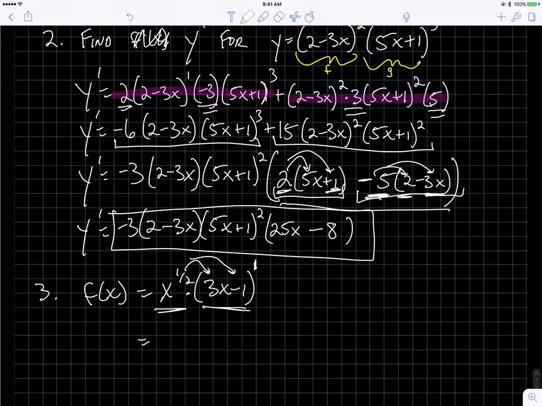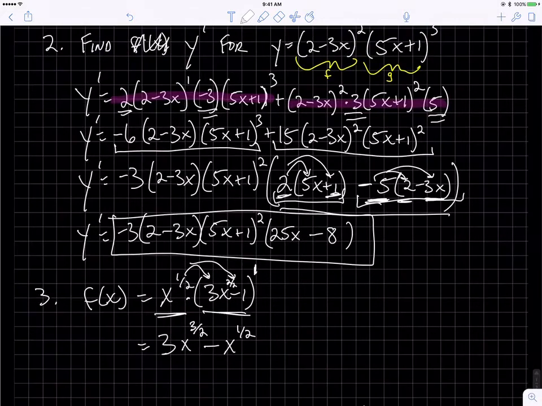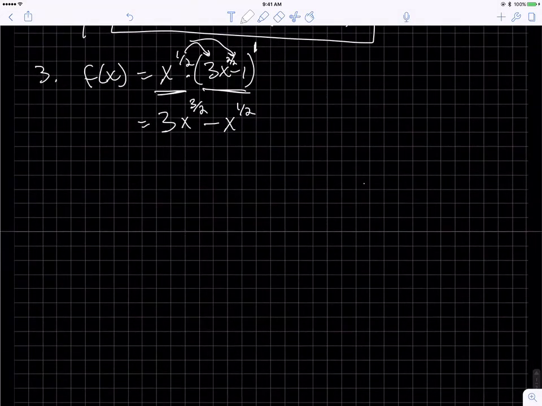So x to the 1/2 times 3x is 3x to the 3/2. I add the exponents. Remember that exponent there is like a 1. So I can call it 2/2 to add it to the 1/2. Then when I distribute x to the 1/2 times negative 1, it becomes minus 1 x to the 1/2. This is f of x. I just did distributive property.